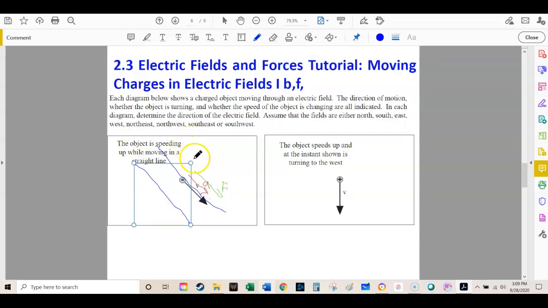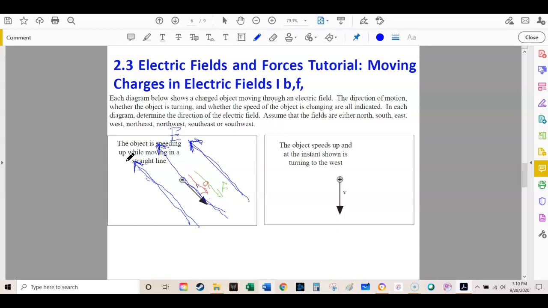Since it's only moving in a straight line, that means this electric field has to be pointed opposite the direction that it's moving, right? So a negative charge is going to be moving opposite the flow of the electric field, and opposite the direction of the force. So that electric field is going to be pointing up and to the left. Okay? So that's what you're supposed to do in this problem.